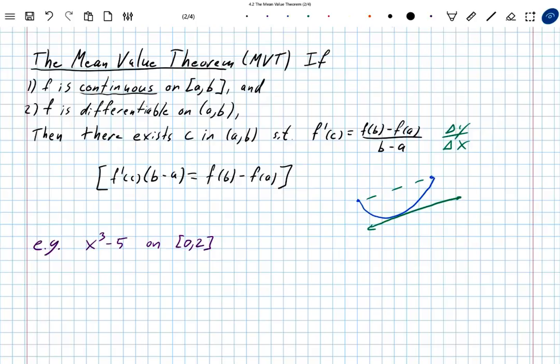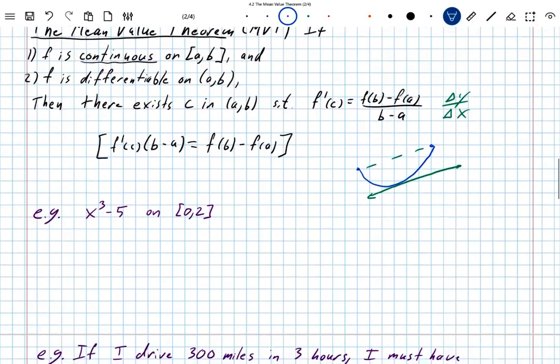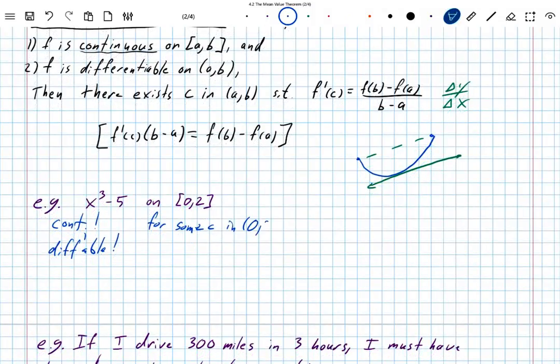Cool. Let's just do a very straightforward example of it with another polynomial. Let's check x cubed minus 5. Well, this is continuous because it's a polynomial. It is definitely differentiable because it's a polynomial. So the mean value theorem must apply. Let's go ahead and see what this would say. It says for some c in (0, 2), f prime of c equals, well, it's going to equal the average rate of change.